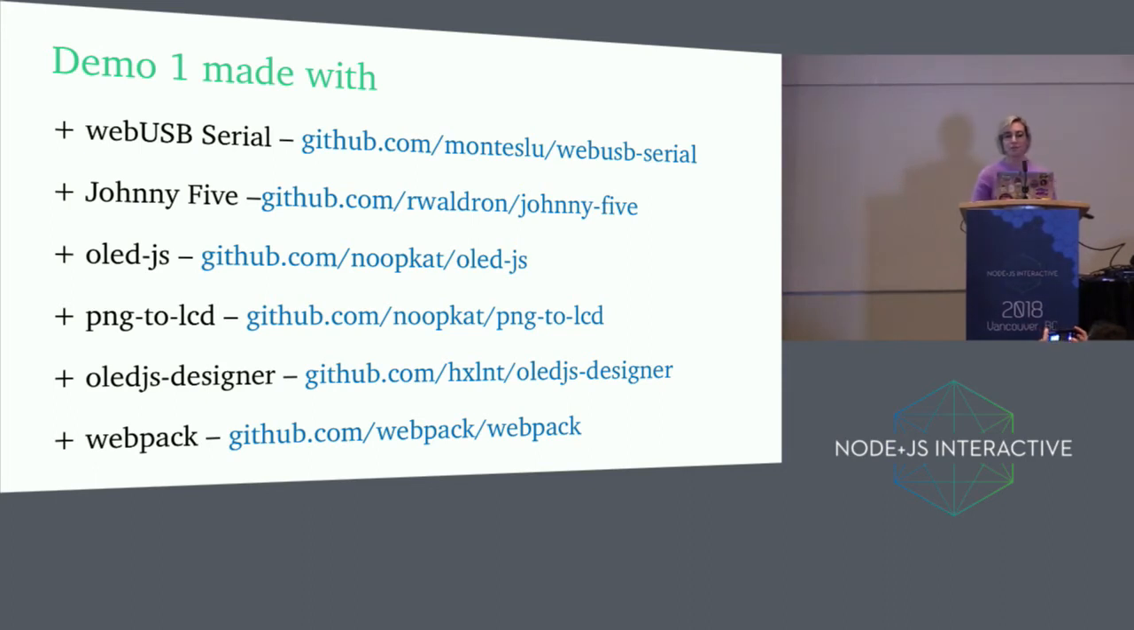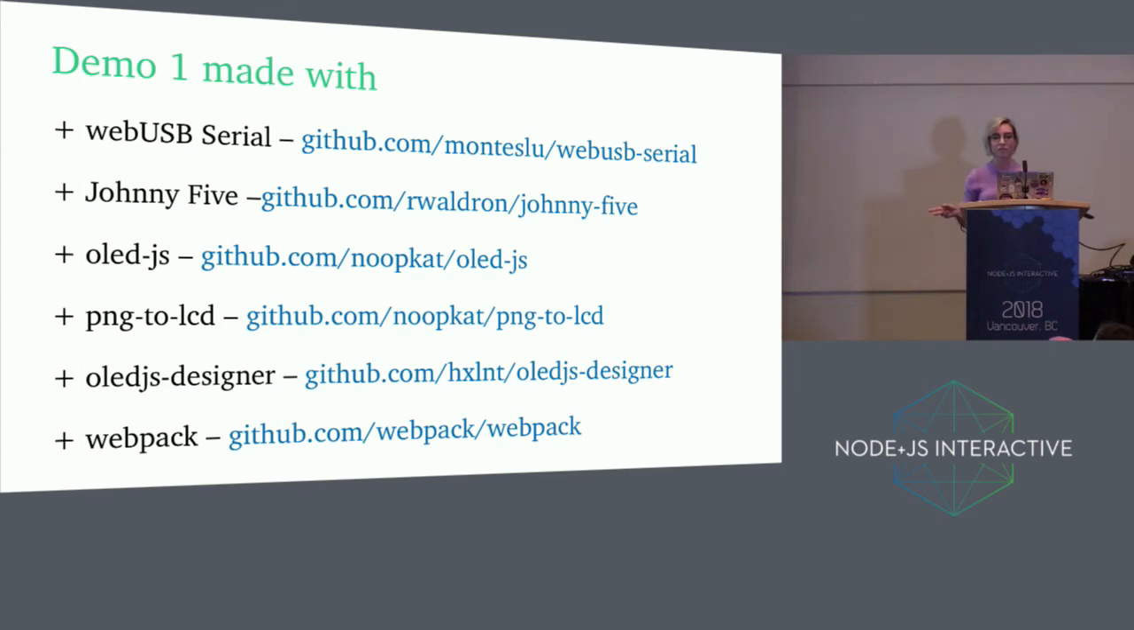Demo number 1 was made with WebUSB Serial, which is basically just a shim to make Serial behave like WebUSB, because we are still speaking to an Arduino via Serial. Johnny 5, because it makes robots easy. OLED.js, which is the library that's able to make the frame buffers for the screen, and that works with Johnny 5. PNG to LCD, just to convert pictures to frame buffers, because you can upload pictures.